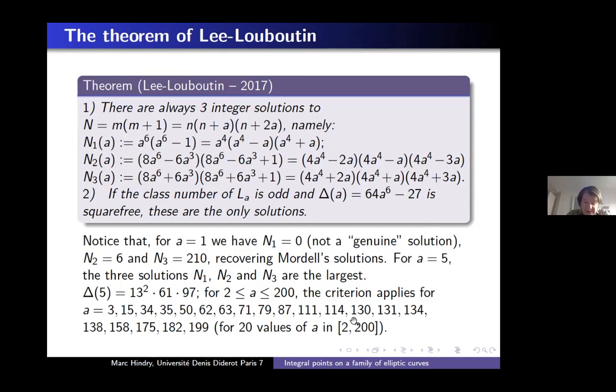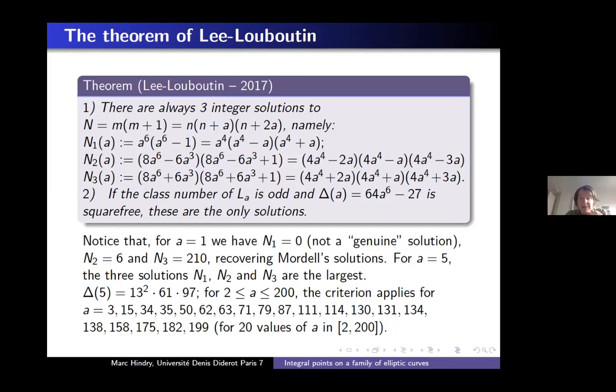So it works. I've given the list that's in the paper. It works for 20 values between 2 and 200. It gives more or less for 10% of the values the solutions. You notice that the number 5 is outside this criterion because the discriminant has a square factor. So the Lee-Louboutin theorem doesn't apply. And you notice that there are 2 extra solutions, so it cannot apply.